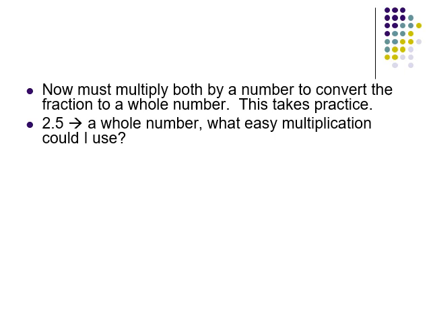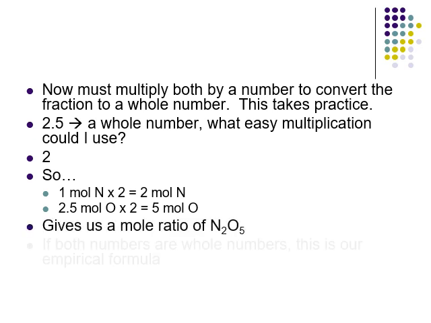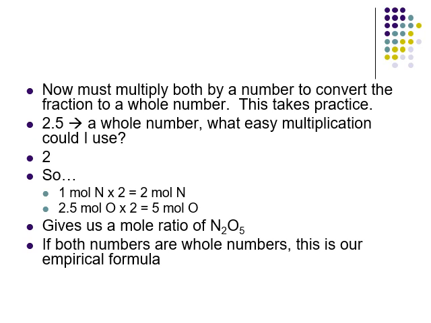So for example, that 2.5, we want to make that a whole number. What could I multiply everything by to give us a whole number? Well, 2.5 by 2 gives me a whole number. So I multiply everything by 2, so the 1 mole of nitrogen by 2 gives me 2. 2.5 moles of oxygen times 2 equals 5. Gives me a mole ratio of N2O5. That would be the empirical formula of this compound.